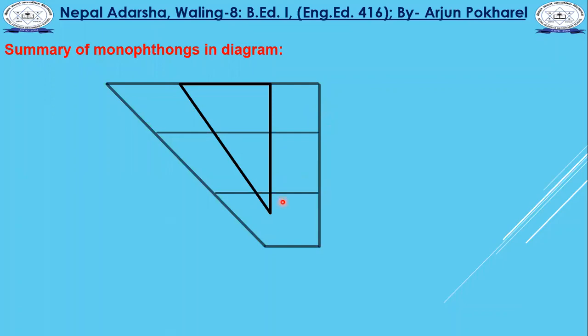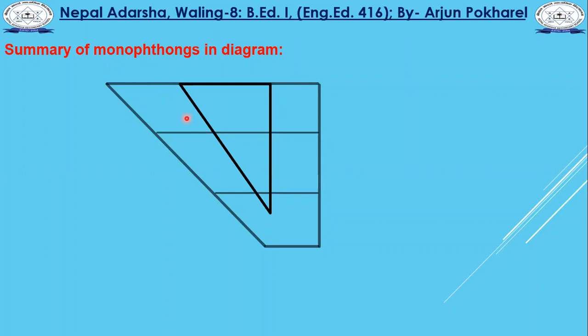And now, these vertical lines, what are they? These vertical lines show the parts of the tongue, which parts of the tongue are involved in the production of the monophthongs.